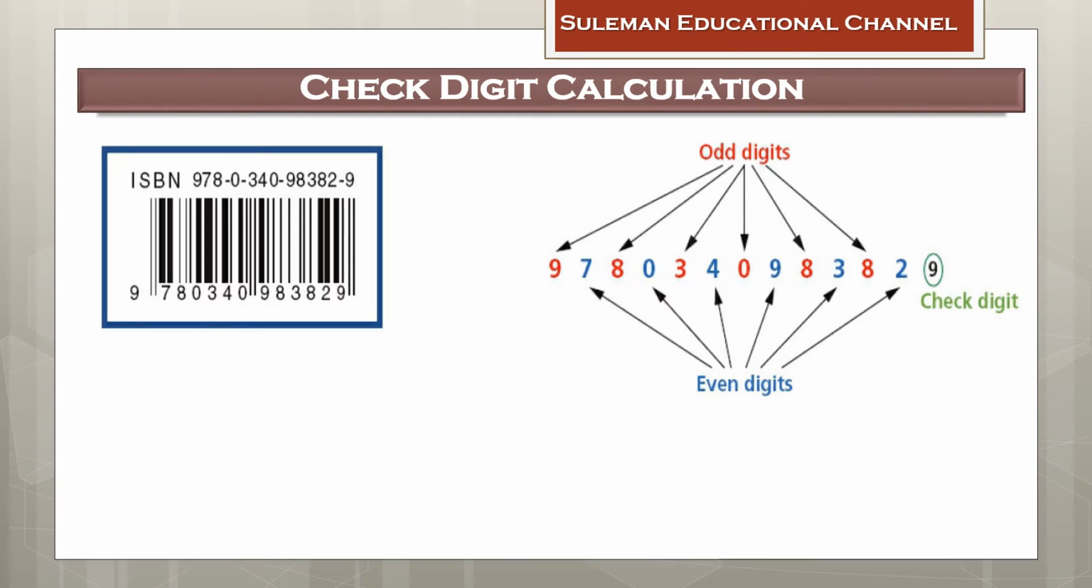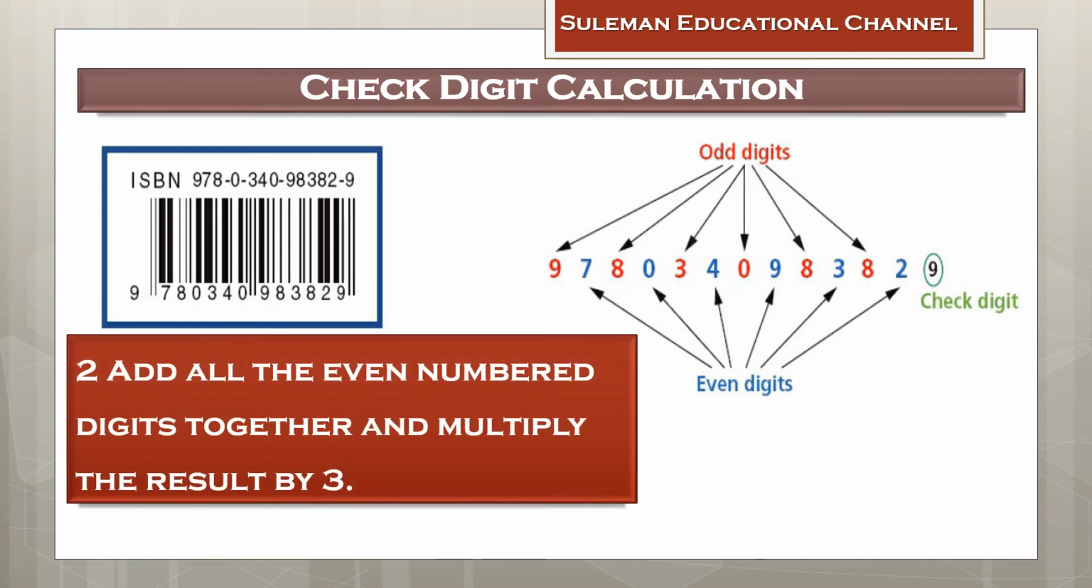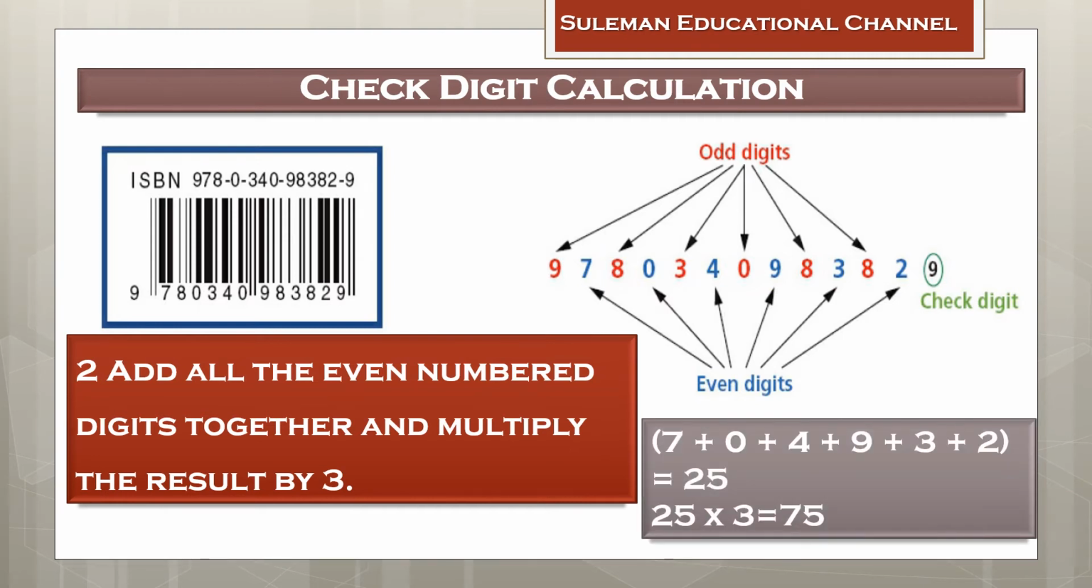Step 2: add all the even position digits together and multiply the result by 3. From the diagram, add all the numbers highlighted in blue, that is 7 plus 0 plus 4 plus 9 plus 3 plus 2. Then the result is 25. The next step is to multiply 25 by 3. So 25 times 3, we get the result 75.